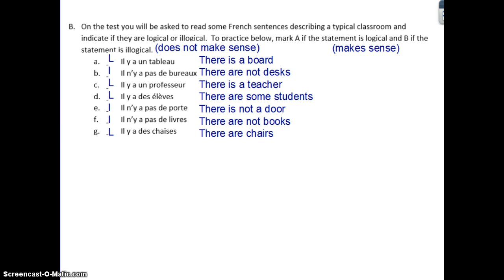For letter E, il n'y a pas de porte. There is not a door. That doesn't make any sense at all. Illogical, or B for that one. Il n'y a pas de livres would mean there are not any books. Also, that's very strange for a classroom, so I, illogical, or B for that one, depending on which system you're using. And il y a des chaises. There are some chairs. That totally makes sense. Logical for letter G.